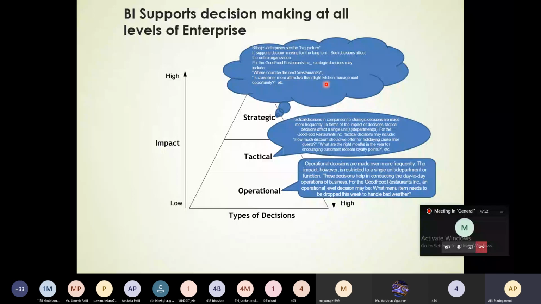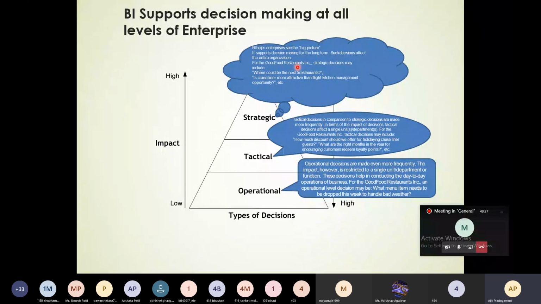So based on BI, you can take decisions from low level to high level, and their impact depends on their position. Operational decisions will affect a single unit, department, or function. Tactical level decisions affect a single unit or departments, and strategy level decisions will impact the whole organization. So this is how BI supports decision making at all levels of the enterprise.